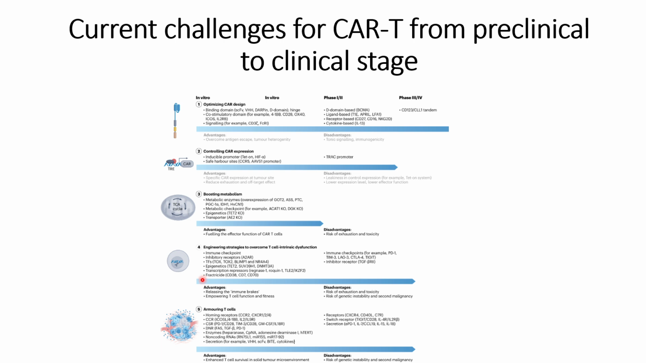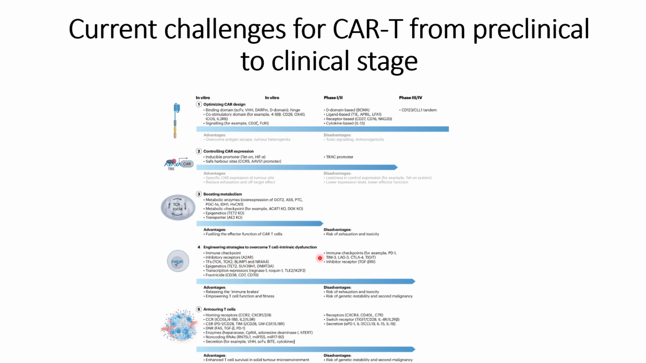Fratricide is the ability of immune cells to kill other immune cells, and there are immune checkpoint inhibitors, and these are the receptors that are present on the immune cells and which are taken advantage of by the tumor cells to deactivate them. And so these things are still at the preclinical stage.